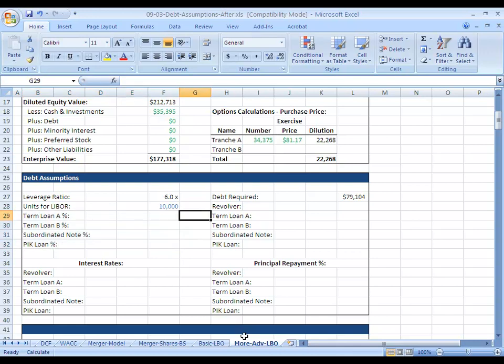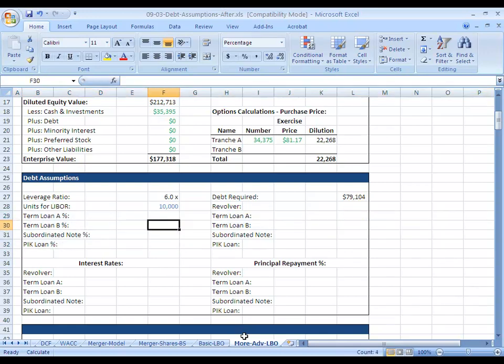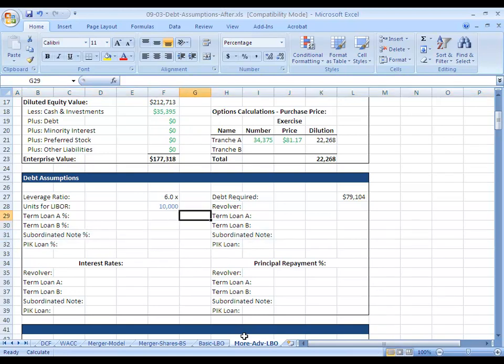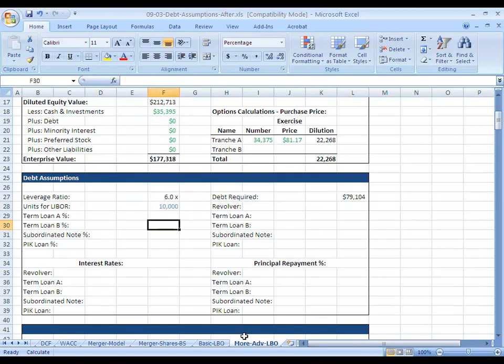So instead, we're going to allocate the majority of the debt to these two, term loan A and B, but then the subordinated note and PIK loan will both have a smaller amount, but it has to be there because we're assuming that this entire 79 billion worth of debt cannot be financed solely with term loan A and term loan B.